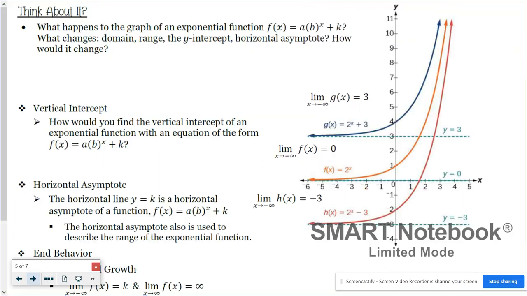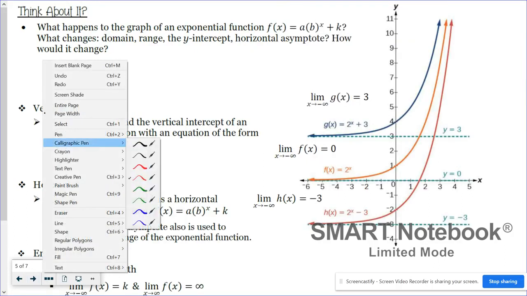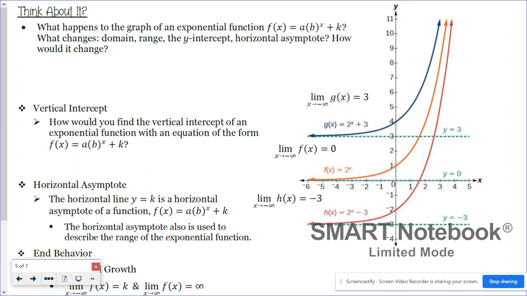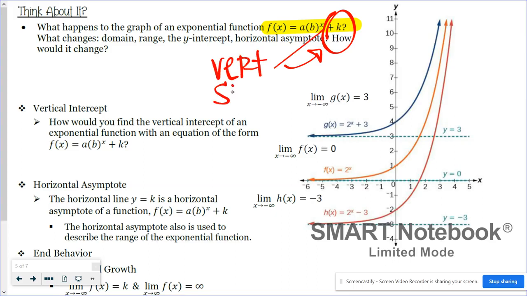Now what happens if I throw this at you? Here we have our exponential function with a little something extra, that plus k. You may recall from an earlier chapter that addition or subtraction located here indicates a vertical shift. So if it's plus k, it goes up. If it's minus k, it goes down. So what characteristics would change here?